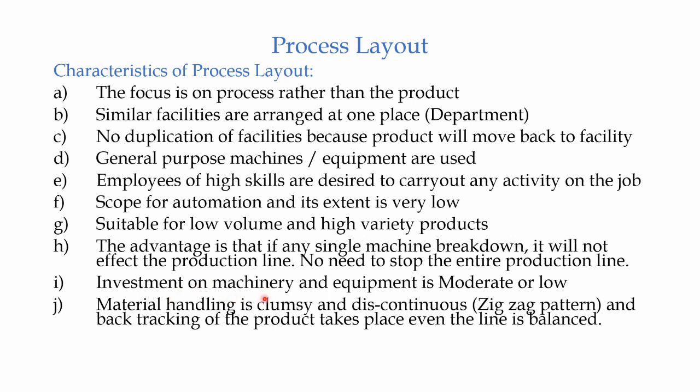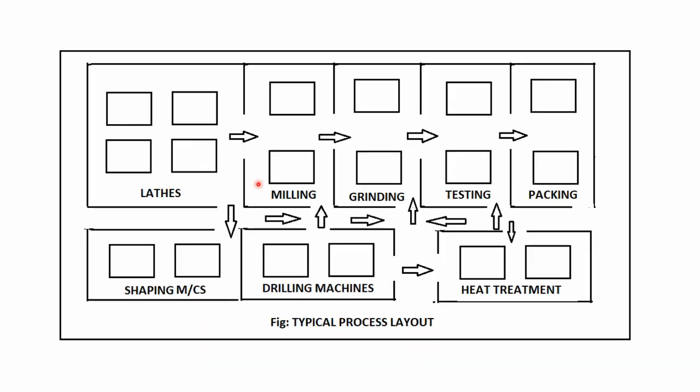And material handling is clumsy and discontinuous. Sometimes it may follow a zigzag pattern, and there is backtracking of the product between the facilities. Even though the line is properly balanced, still there is a possibility of production bottlenecks. Next, this is a typical process layout where you can see all lathes are arranged in a space. This is the department, and we have milling machines at one place and the grinding machines at one place, testing, packing, shaping machine, drilling machine, heat treatment plant.